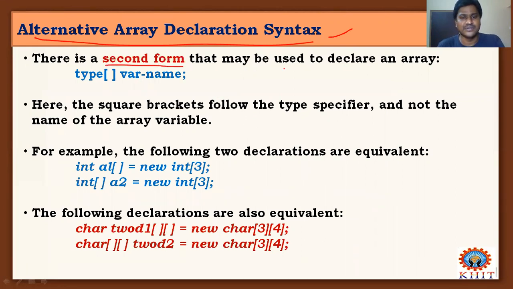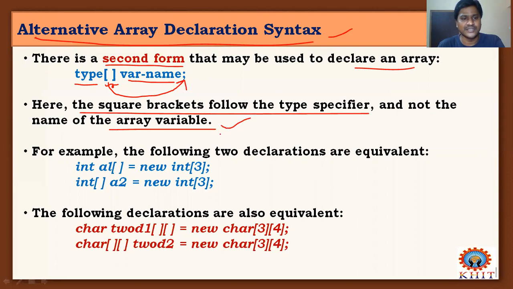This is the second form of declaring an array: the type of the array variable, and we can use square brackets before the identifier or name of the array like this. And we can use the square brackets after the name also, as it is allowed. This is the second alternative way. Here the square brackets follow the type specifier and not the name of the array variable. For example, the following two declarations are equivalent.